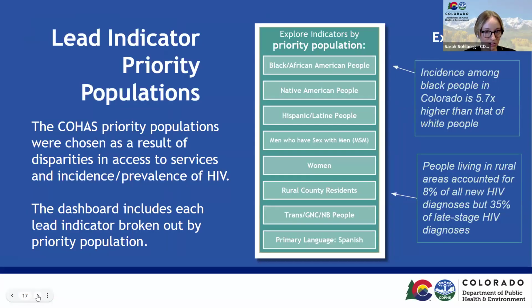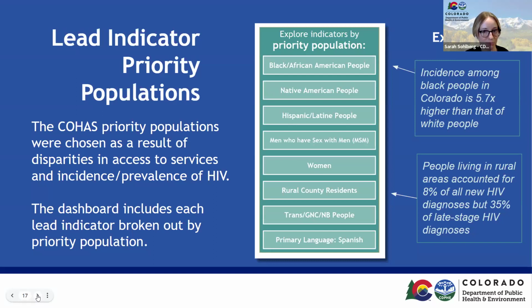And the second way that users can choose how to view the CoHAS data is by priority population. So these were chosen as a result of the disparities in access to services and disproportionate burden of HIV in Colorado. And all of these were determined by the CoHAS steering committee and the different work groups and listening sessions that Leslie talked about earlier.